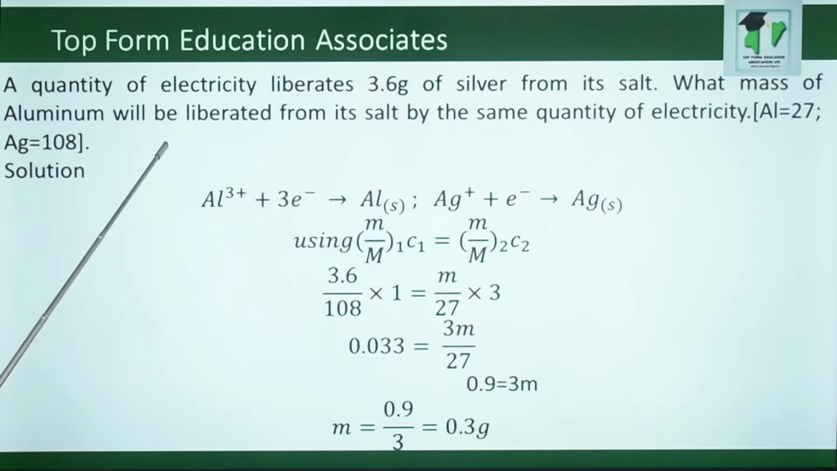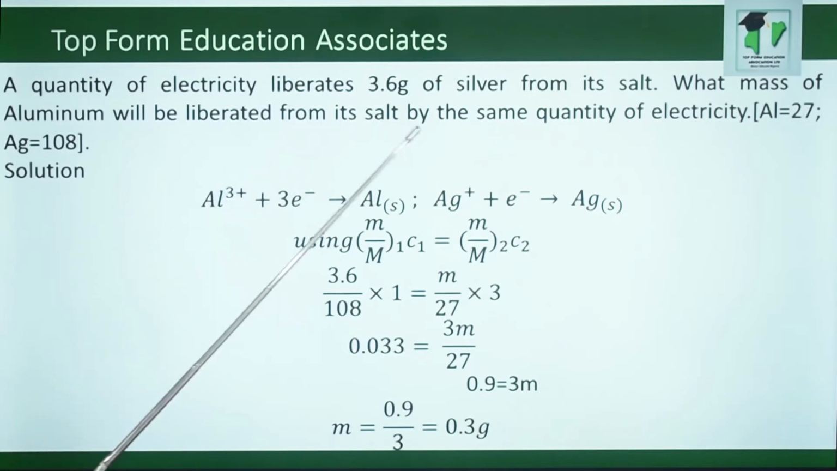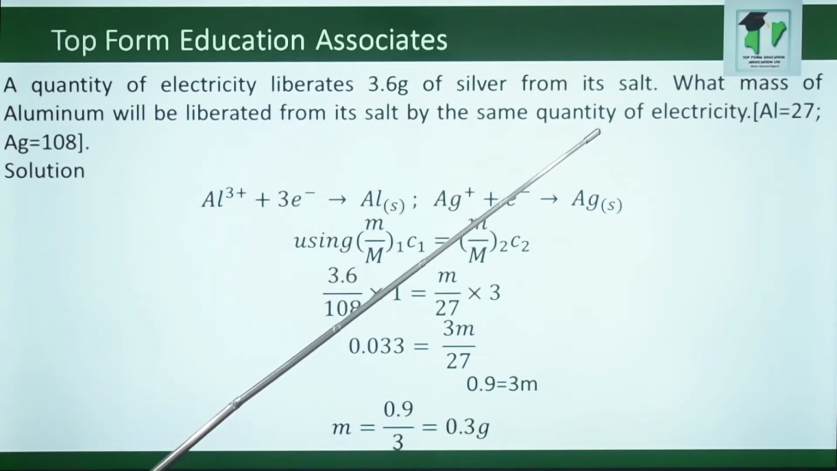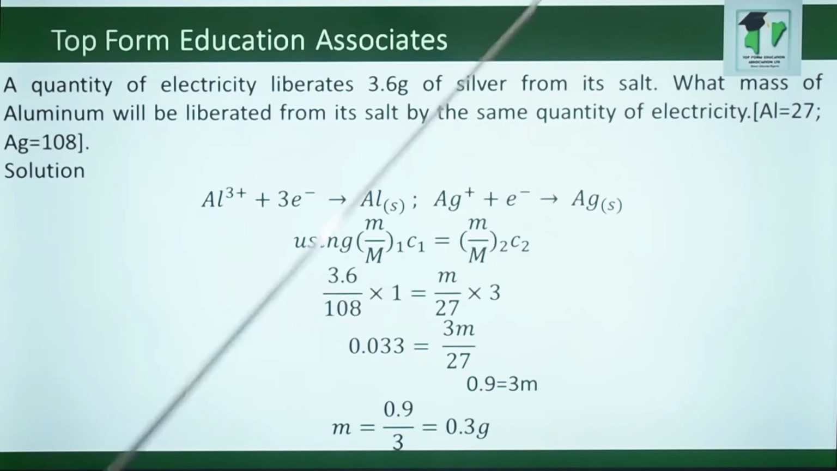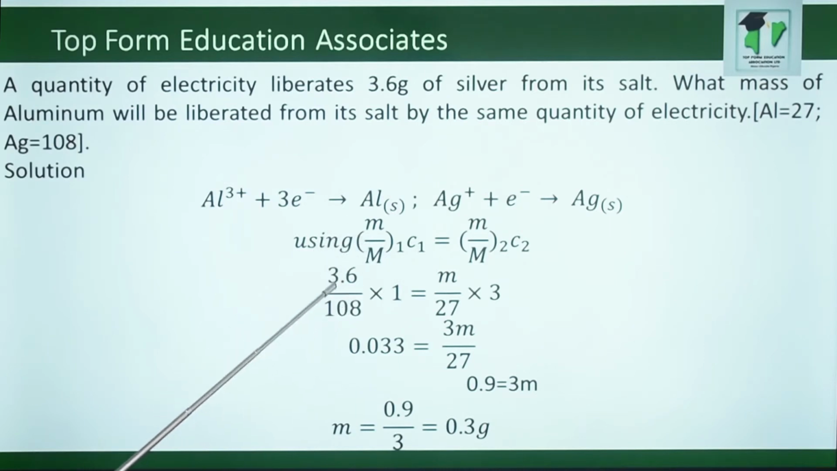Another example. A quantity of electricity liberates 3.6 grams of silver from its salt. What mass of aluminium will be liberated from its salt by the same quantity of electricity? The molar mass of aluminium is 27, while that of silver is 108. Since aluminium is trivalent and silver is monovalent, we can use this formula and substitute 3.6 grams of silver divided by the molar mass of silver, which is 108, multiplied by 1, since silver is monovalent, equal to m over 27 times 3, since aluminium is trivalent.